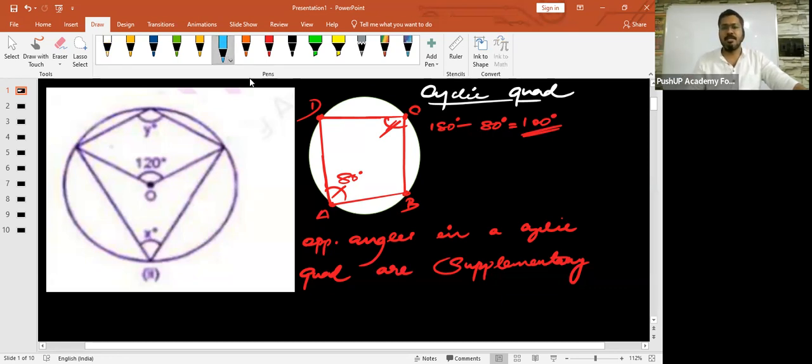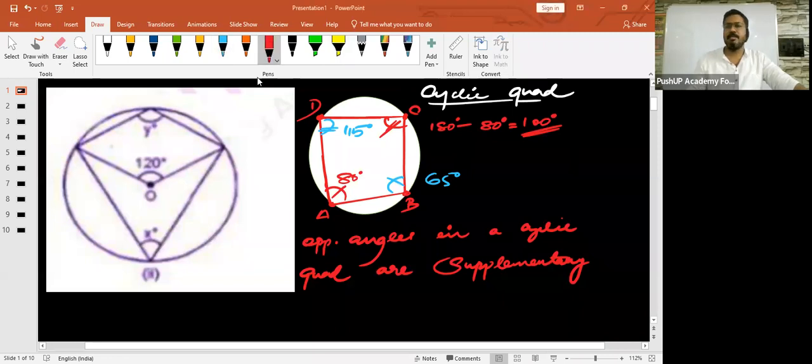So hurry up, children. Answer this. If this angle is equal to 65 degrees, then how much would be this angle? 180 minus 65, that is equal to 115 degrees. Very good. Understood. Now let me apply this.